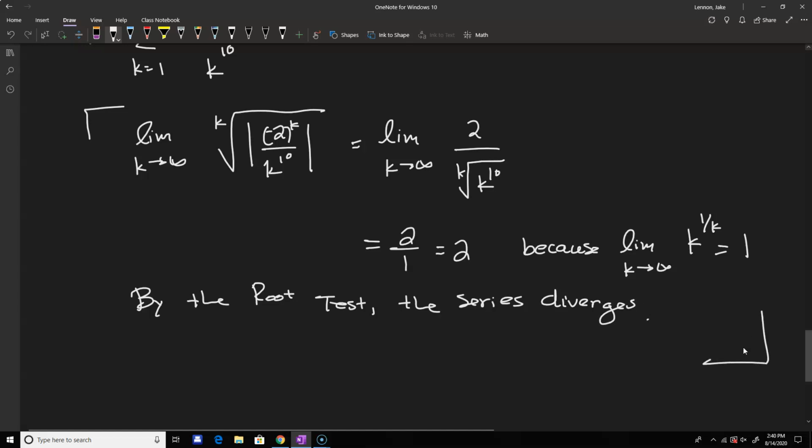Again, you'll probably use the ratio test more in the future, but with the root test, a lot of times if you see a power in some series that you know you can get rid of, the root test is a little bit easier to check and will get you to the conclusion a little bit faster.